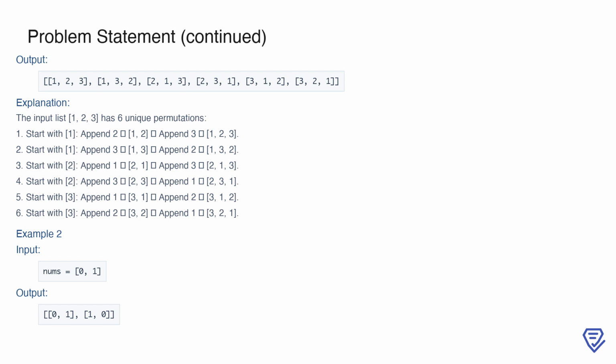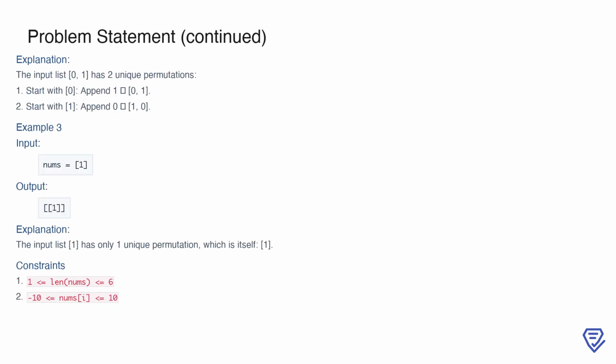Now consider another example where the input is nums equals [0, 1]. In this case, the input produces two permutations, [0, 1] and [1, 0]. Since there are only two elements, the number of unique arrangements is limited to these two orders. For the smallest possible input, such as nums equals [1], the output would simply be [[1]], because a single element can only be arranged in one way.